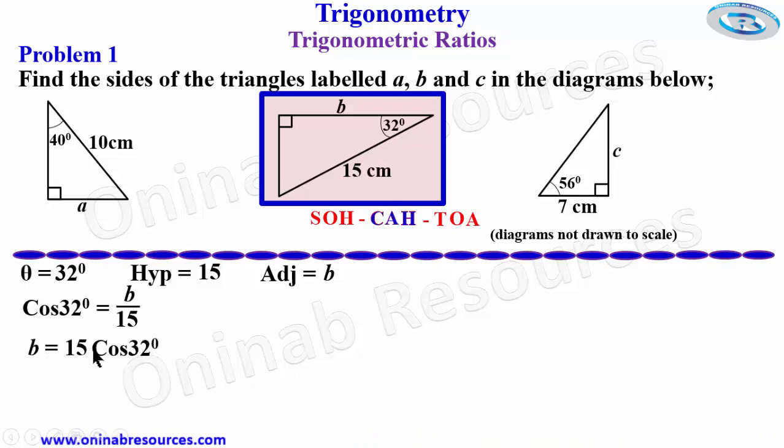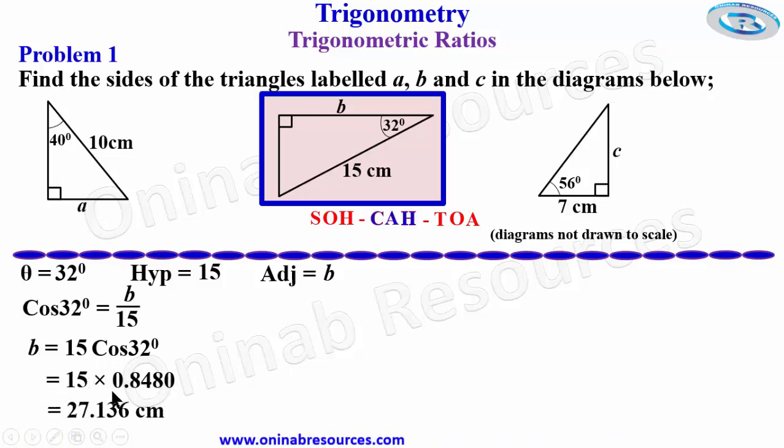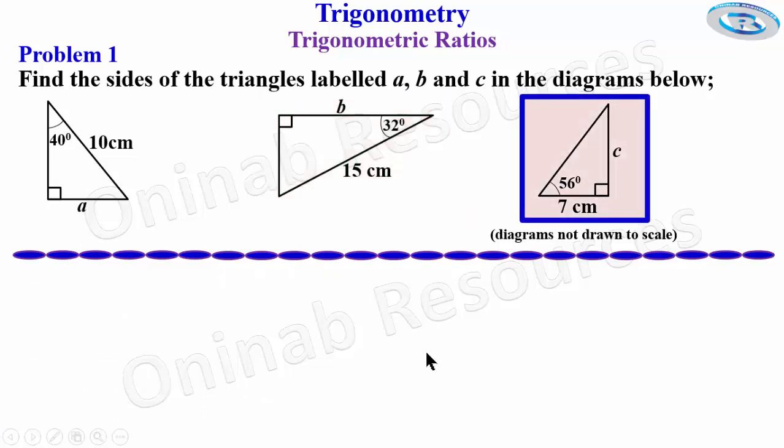If we obtain the value of cos 32 degrees from the table, we now have 15 times 0.8480. Multiplying this out, we have from our calculator 27.136 centimeters. And that's all for B. We then go for C.